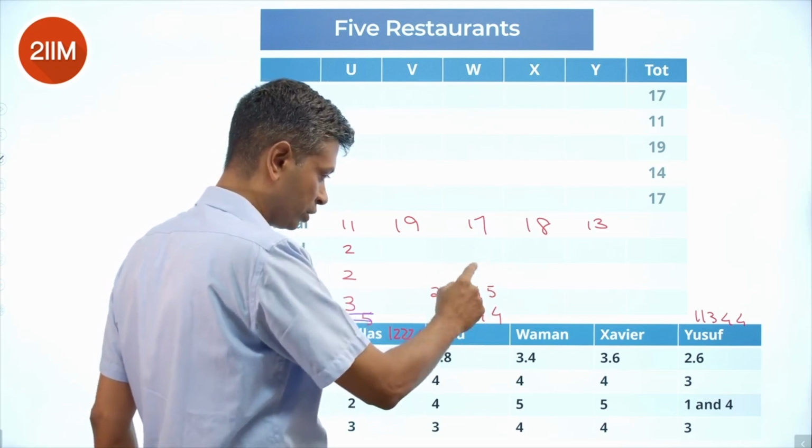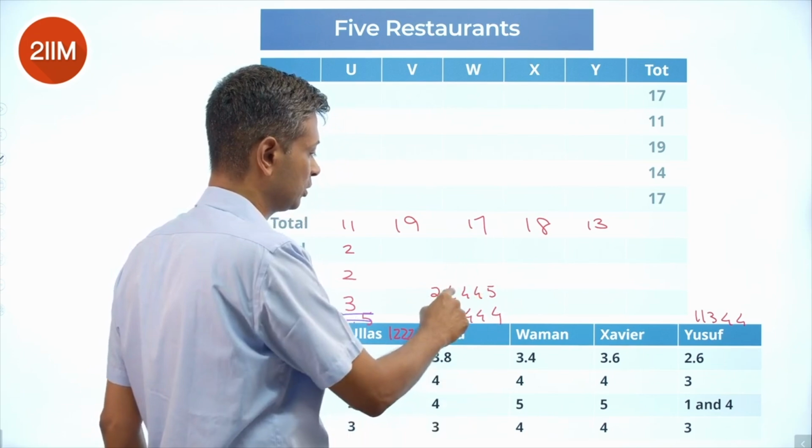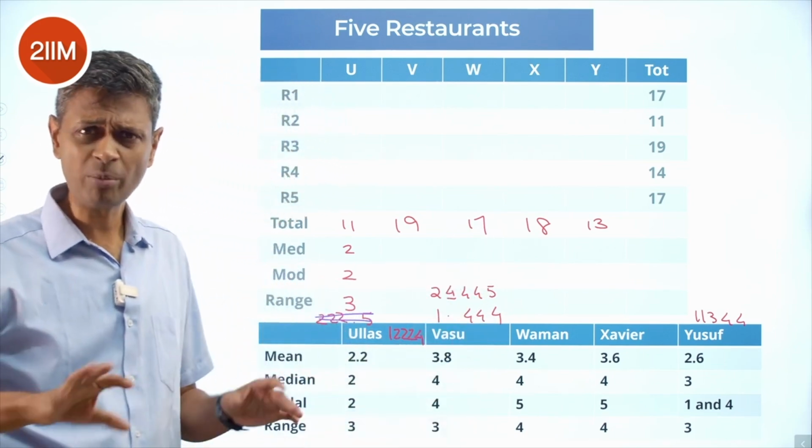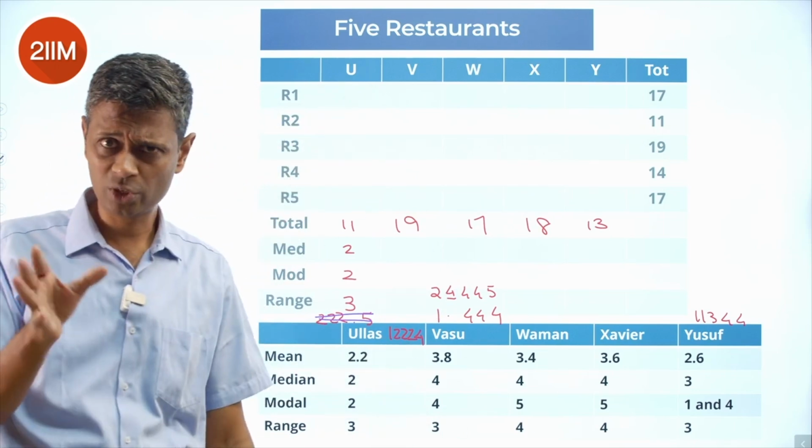2 plus 4, 6 plus 4, 10 plus 5, 15. 4, 19. 2, 4, 4, 5 is what Basu has got, in some order, I don't know how.